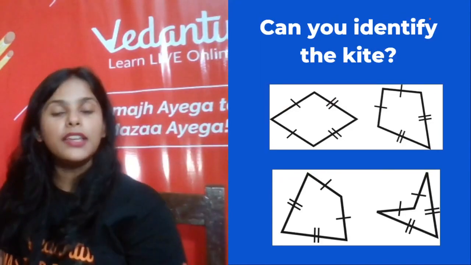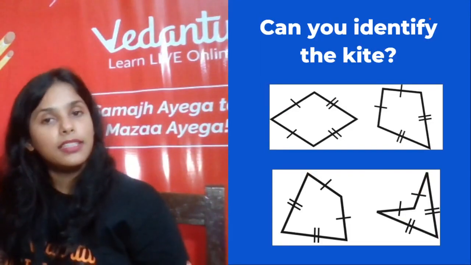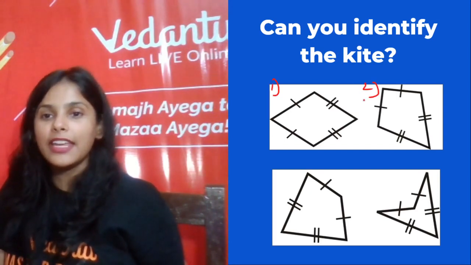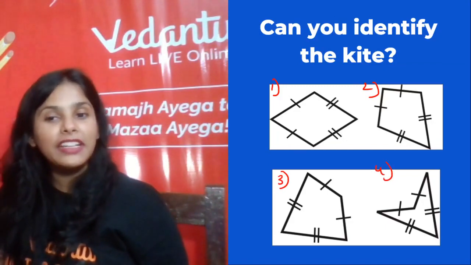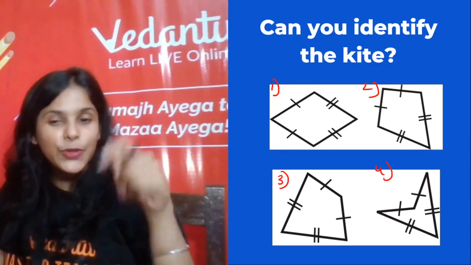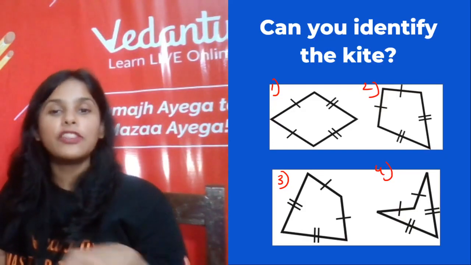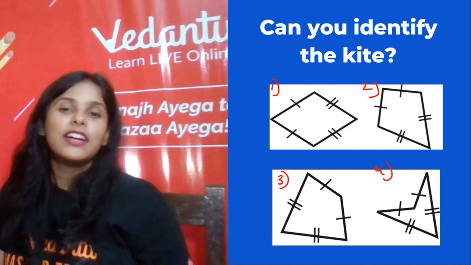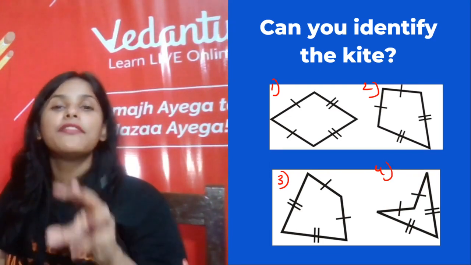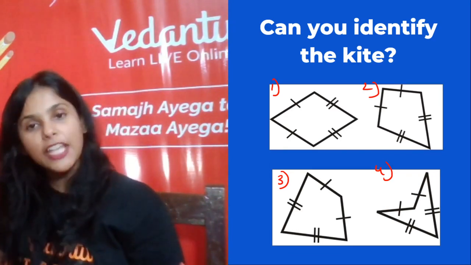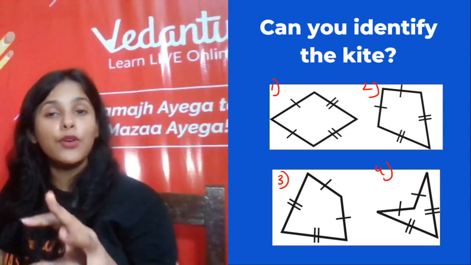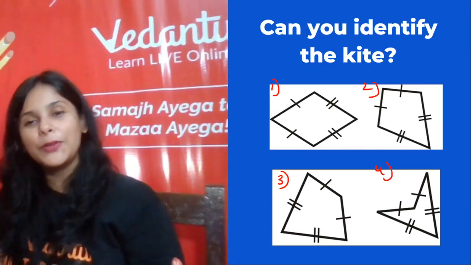Now, can you identify the kite among these? This is the first one, this is the second one, this is third and this is fourth. Can you identify the kites here? Do let me know in the chat box or in the comment section if you were able to identify the kites here. Can we say all the figures given in the slide are kites? Yes or no? Write down in the comment section. We know adjacent sides should be equal to each other.